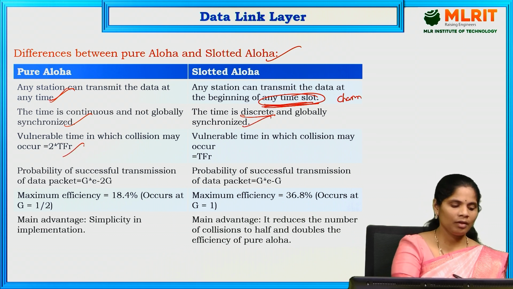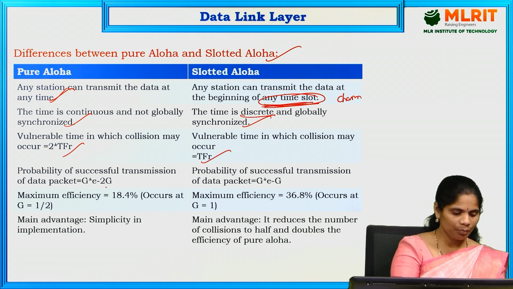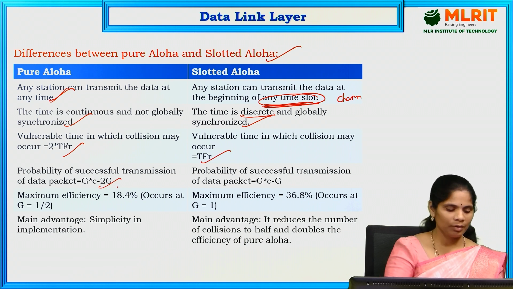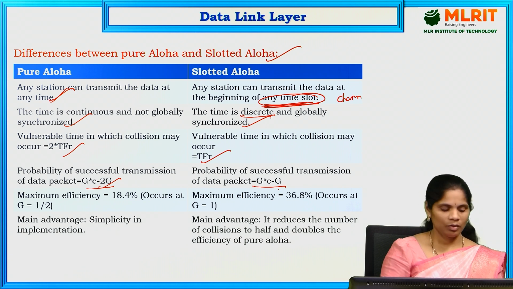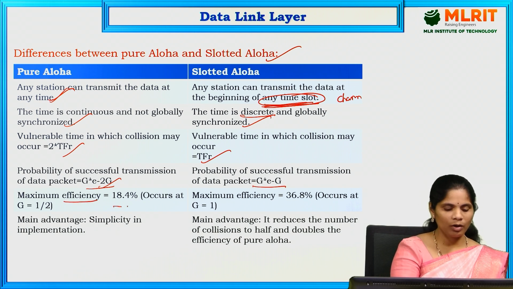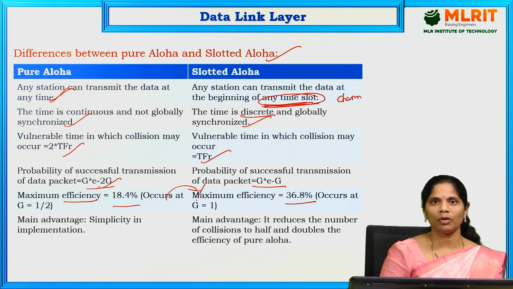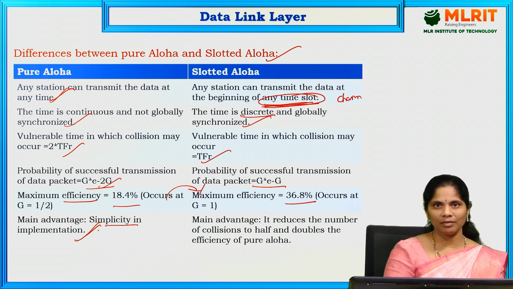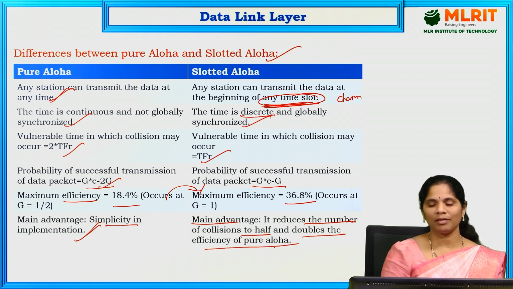Vulnerability time is 2 into TFR in pure Aloha. Here in slotted Aloha the vulnerability time is only TFR. For the probability of successful transmission, the formula is G into e power minus 2G for pure Aloha, and G into e power minus G for slotted Aloha. So the maximum efficiency in pure Aloha is 18.4 percent. Here the maximum efficiency is double, that is 36.8 percent. The main advantage of pure Aloha is simplicity in implementation, and the main advantage here is that the number of collisions is halved and the efficiency of pure Aloha is doubled. These are some differences between pure Aloha and slotted Aloha.